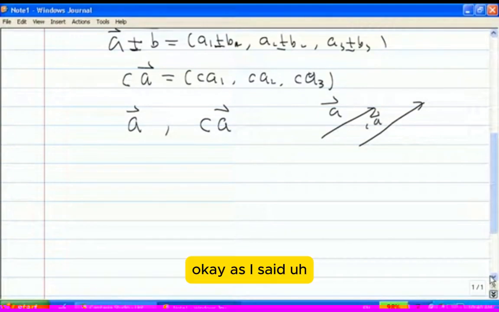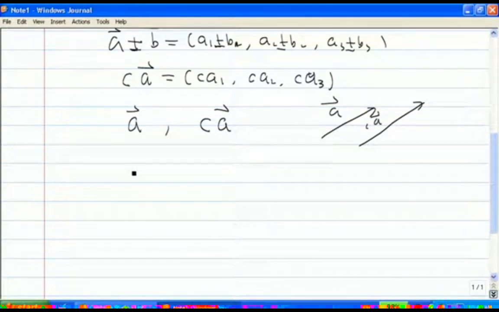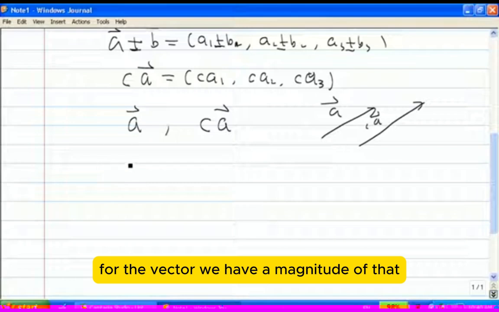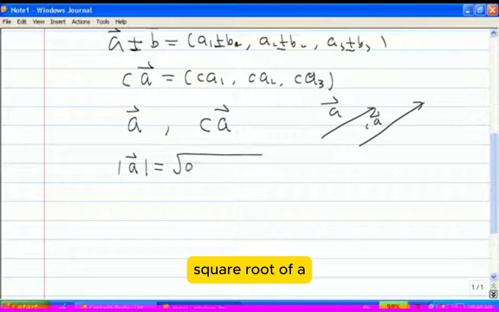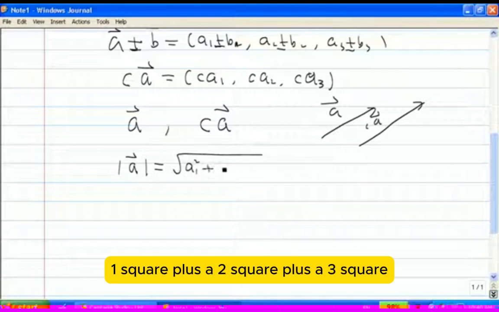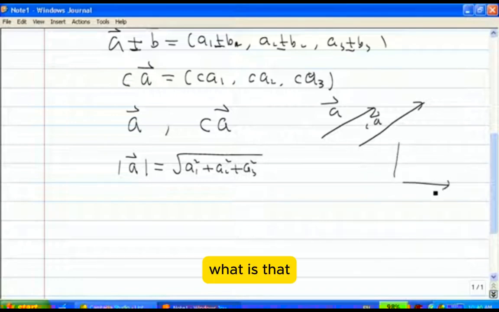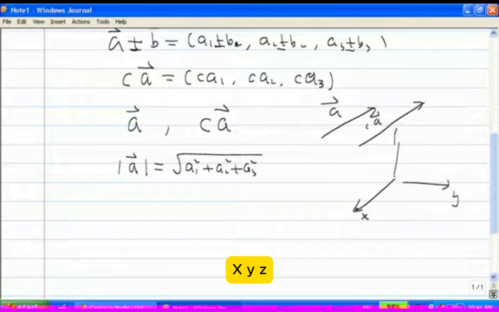As I said, for a vector we have a magnitude. We define the magnitude of vector A like this: the square root of A1 squared plus A2 squared plus A3 squared. What is that? X, Y, Z.